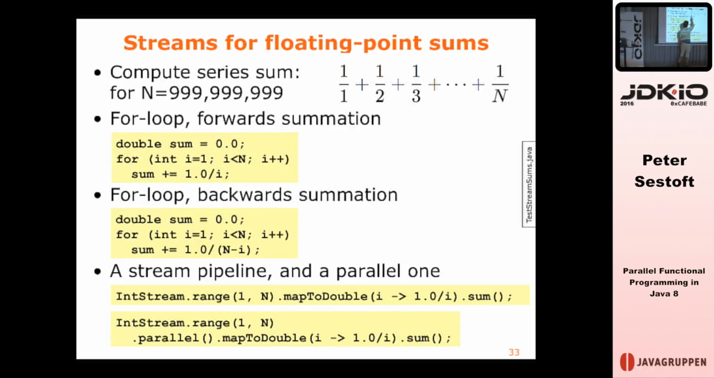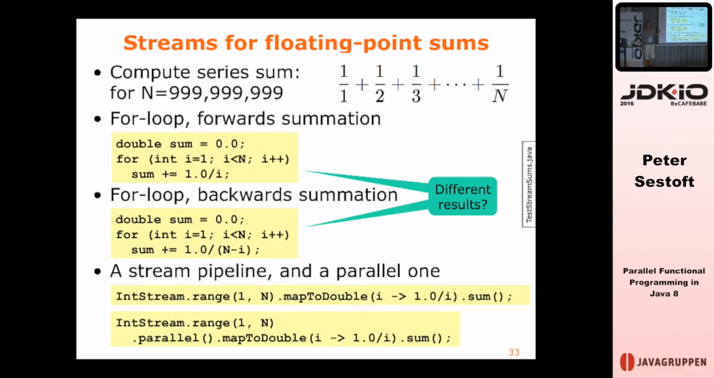So let's assume we want to compute the sum of this series, 1 plus a half and a third and a quarter and so on, up to almost 100 billion here. So obviously you could write a for loop here, which goes from 1 to a billion, and computes floating point 1.0 divided by I and adds that to a sum. Or you could do it backwards. And already here you should hopefully think that things having to do with floating point are ugly and likely to lead to surprises and complications.